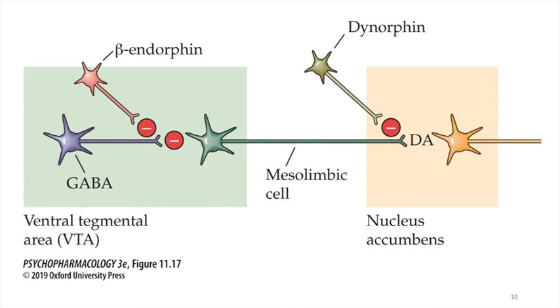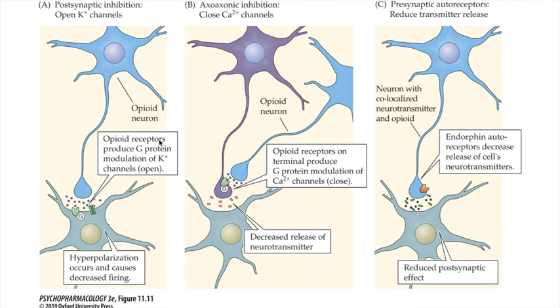Okay, so opioid receptors can inhibit in multiple different ways. The first one is postsynaptic inhibition by opening potassium channels. Anytime you open a potassium channel, usually the potassium is going to leave. That's going to cause a hyperpolarization. This is all happening through G proteins. All opioid receptors are metabotropic.